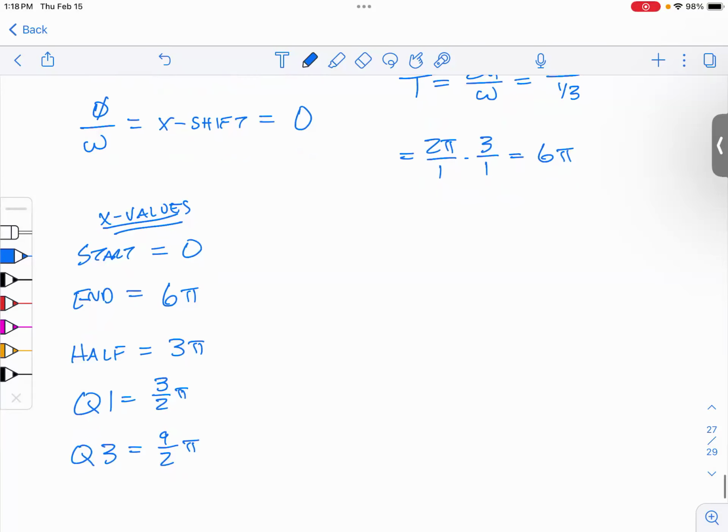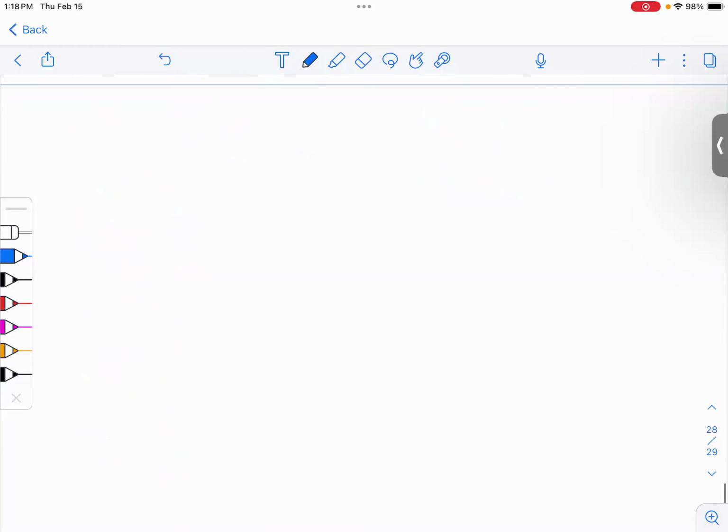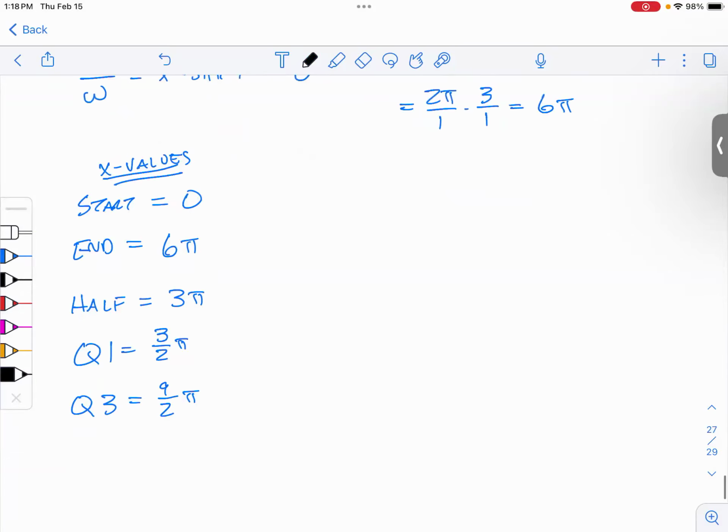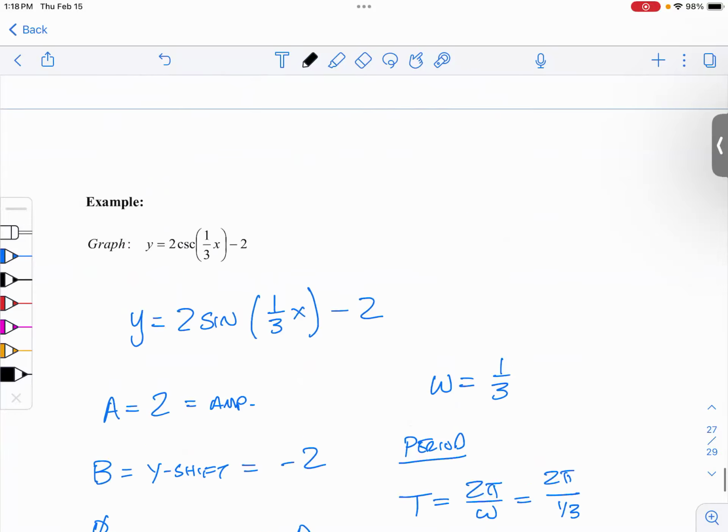All right. Okay, so we have all our values. Let's see if we can't graph. This was shifted down to an amplitude of 2.